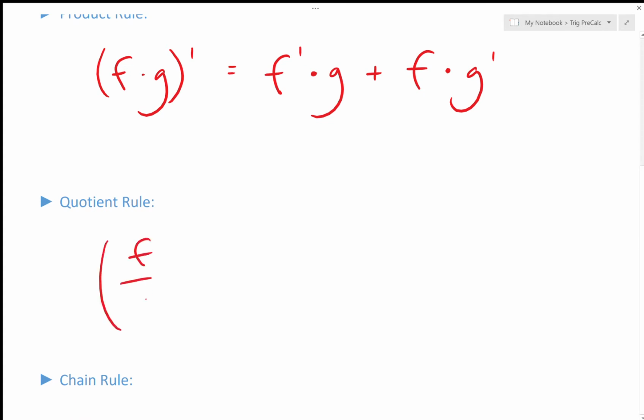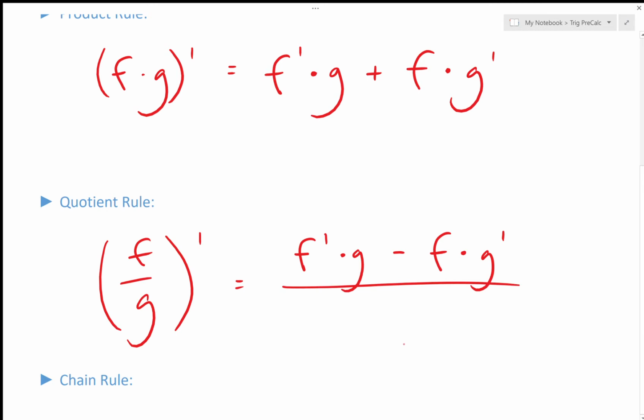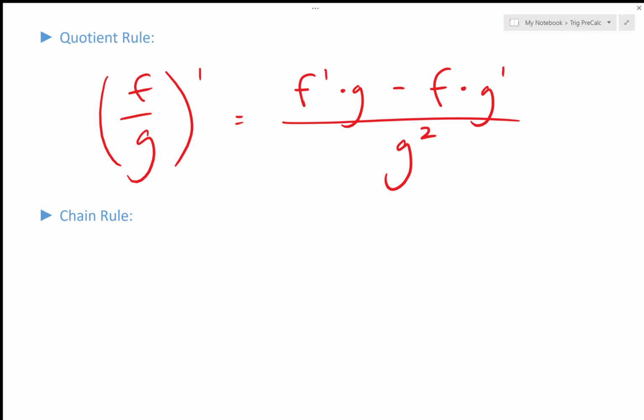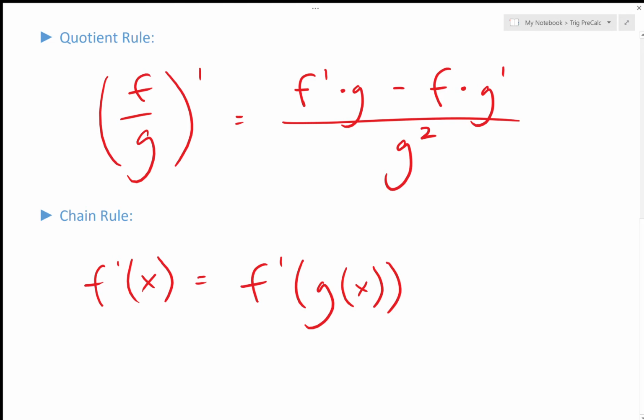If you've got f over g, trying to find the derivative of that. Remember, this is if there's variables on top and bottom. The pattern is derivative of the top times the bottom minus the top times the derivative of the bottom, all over the bottom squared. And finally, we have the chain rule. So if you're trying to do chain rule, the derivative of that is derivative of the outside, keep the inside, times the derivative of the inside.